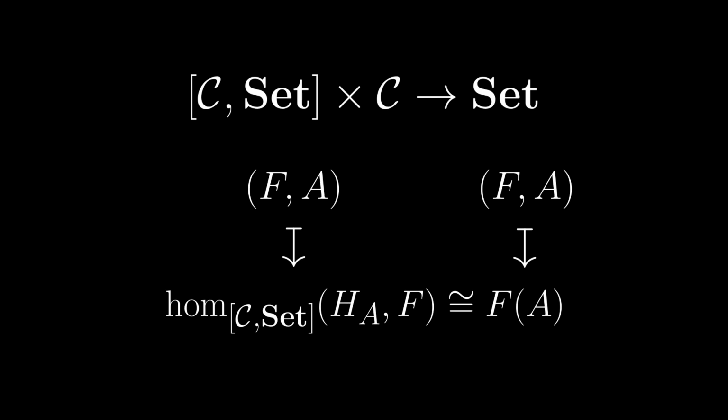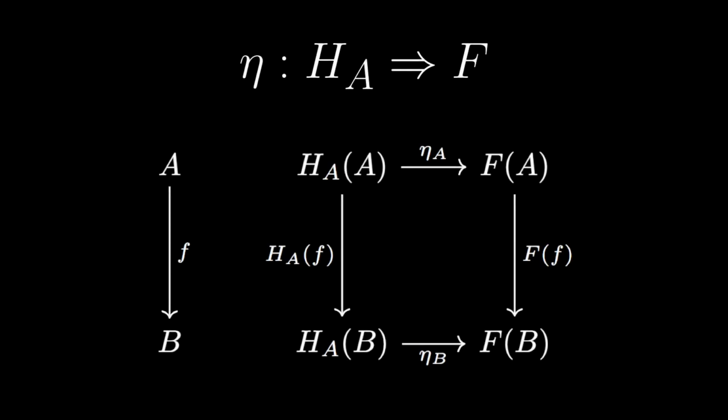In particular, the functor on the right is also known as the evaluation functor, since it takes a functor and an object as input and evaluates the functor at that object. I'm not going to cover the proof of naturality here, since there's a lot of algebra, but we'll just show the isomorphism for now. Let eta be a natural transformation from h_A to F, and consider its naturality diagram. We'll trace the identity on A around the diagram.